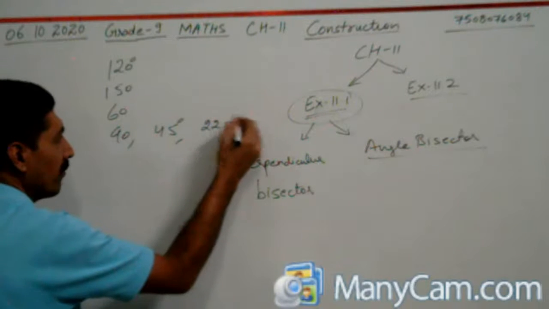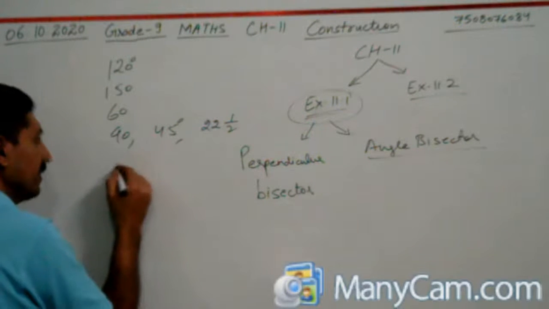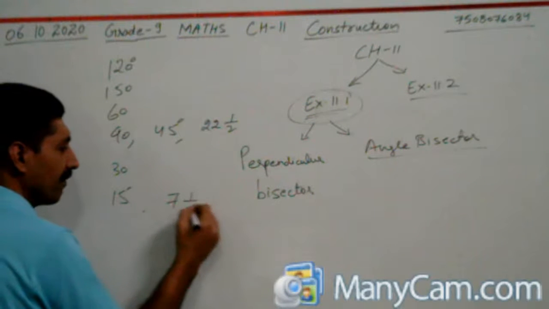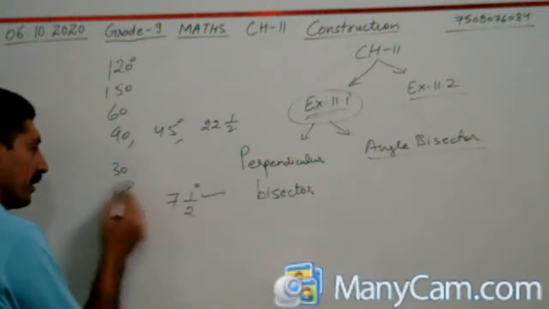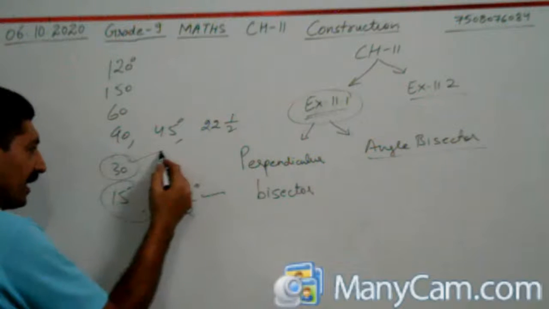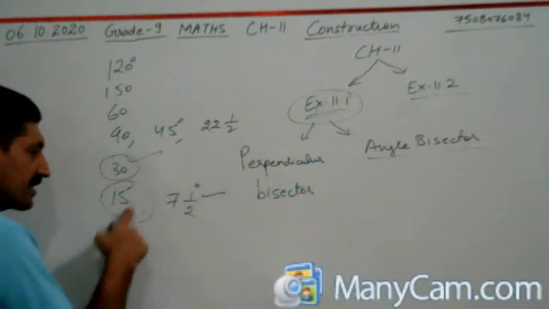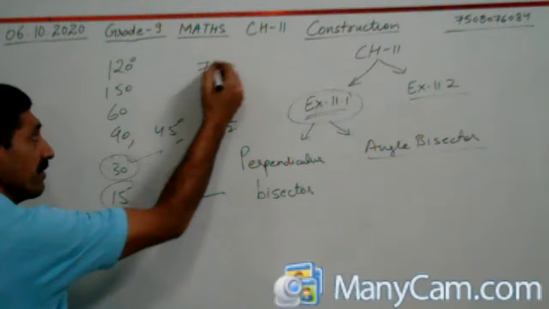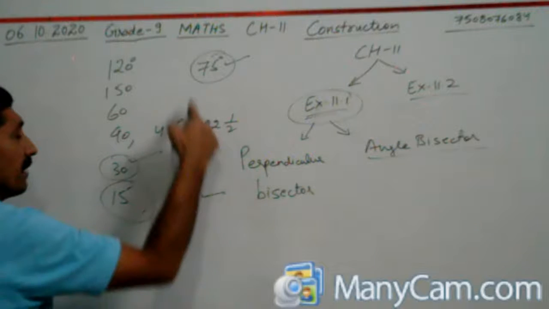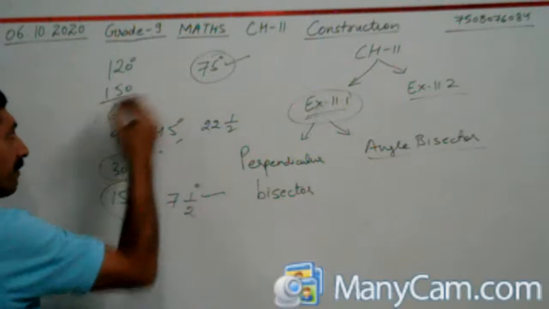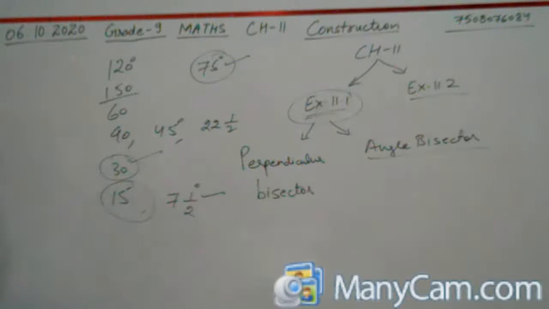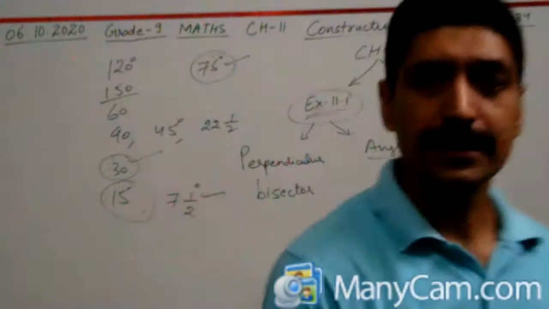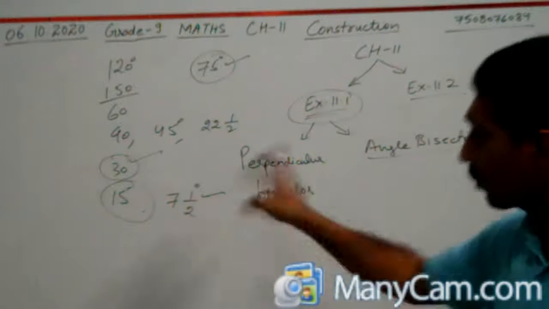Like here 30 degree, 15 degree, that is 7.5. So how you can, if you know how to draw a 30 degree angle, its half will be 15 degree. Its half will be 7.5. So here, how to go for 75 degree? If you know how to draw an angle of 150, right? So 150 half is what, 75 degree. So you should have clear knowledge of how to draw these angles.